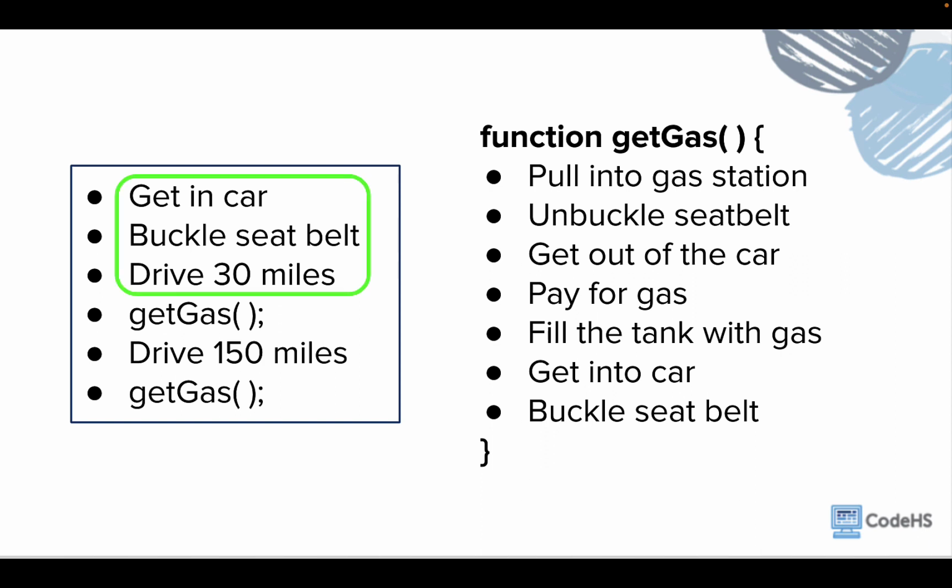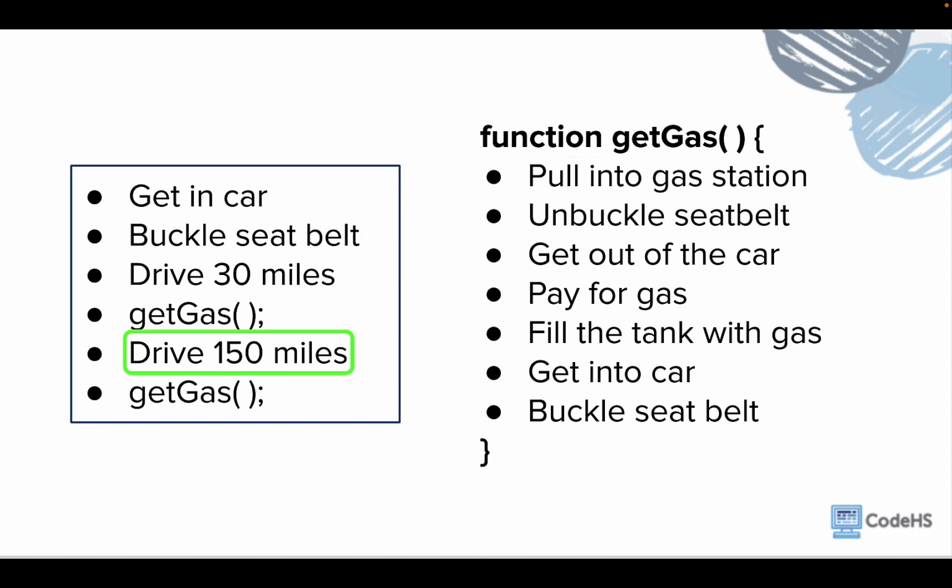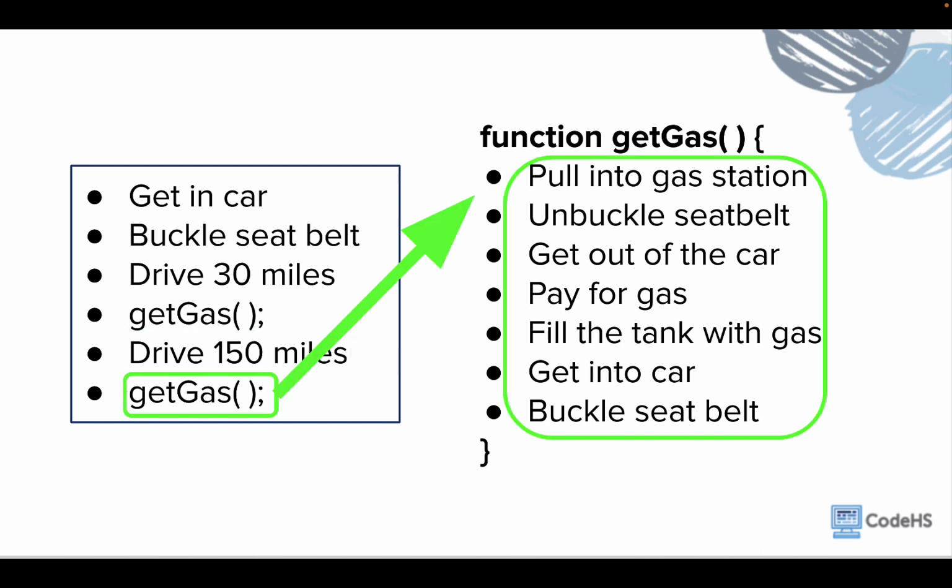So, to run this program, these first 3 commands would happen first. Get in the car, buckle your seatbelt, and drive 30 miles. Next, the getGas function would run. When this function runs, we're taken out of the main code and we move over to our function, where all of the steps within the getGas function will happen before we move on to the next step. After the getGas function has run, the next command in the main sequence will run, which would be drive 150 miles. Now the getGas function is called again, so again, all of the steps within the getGas function will run.